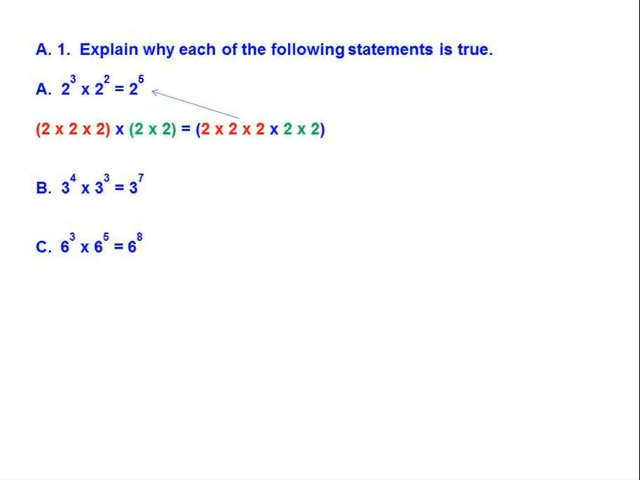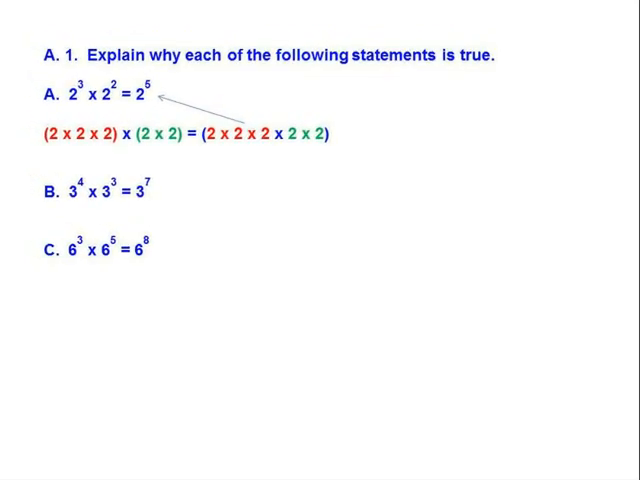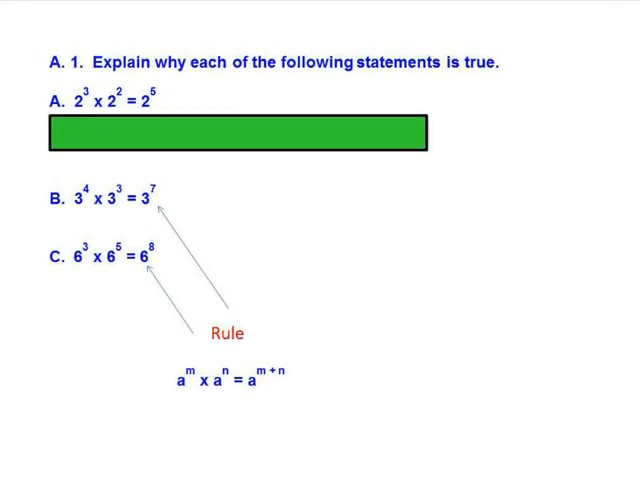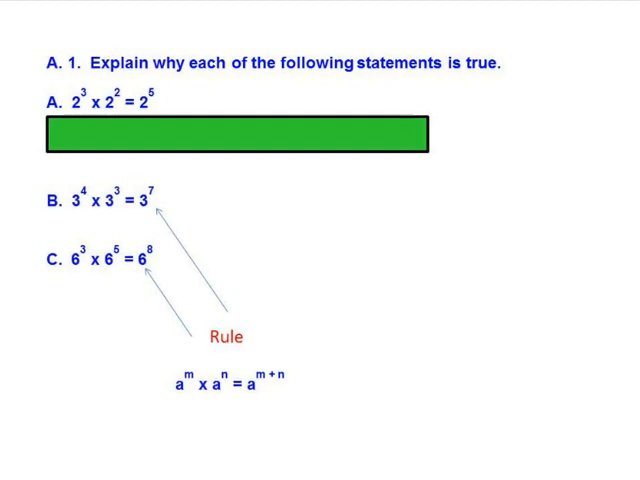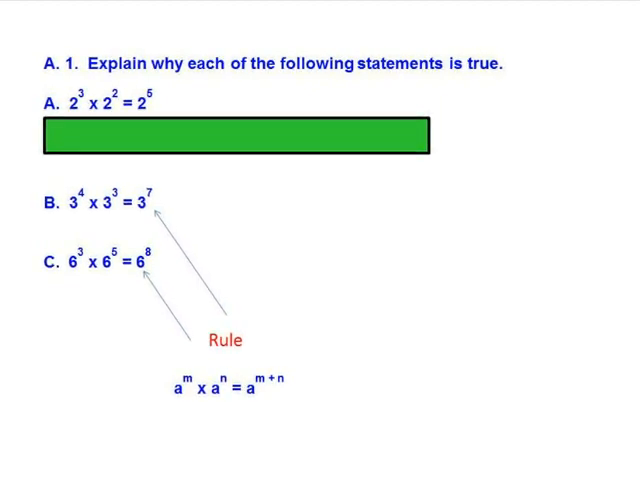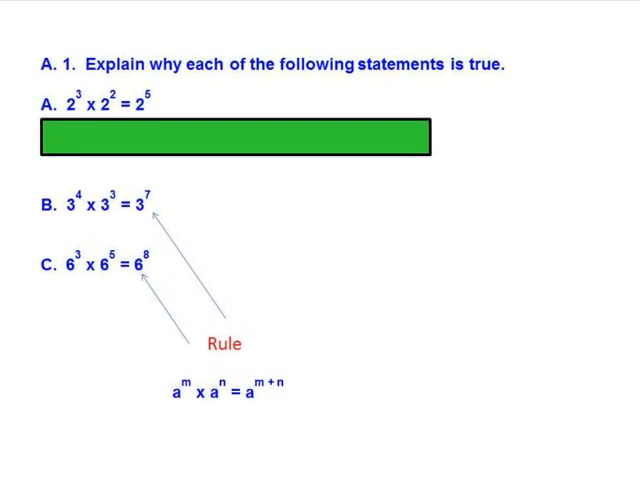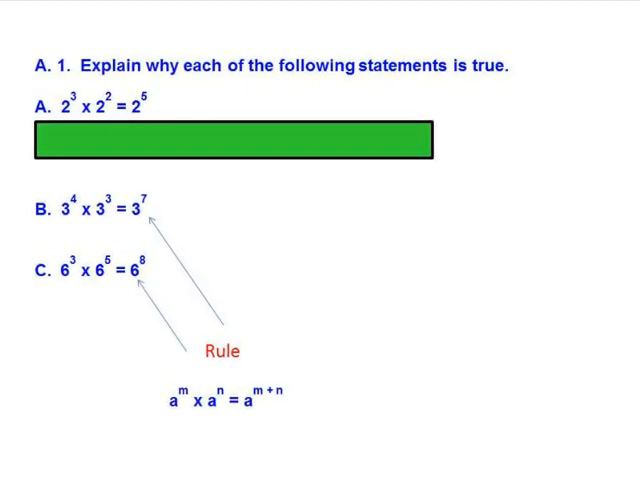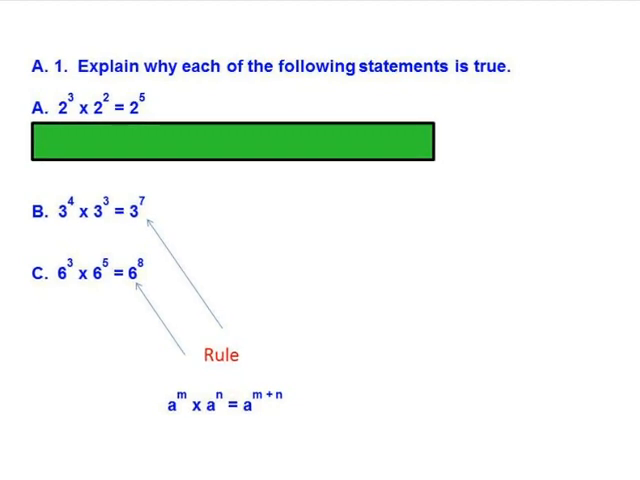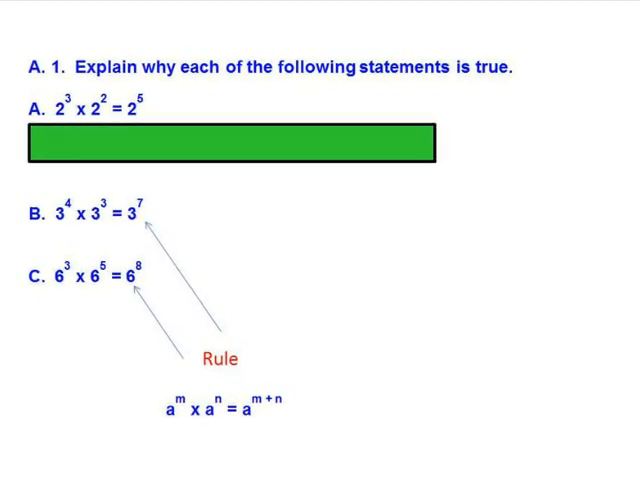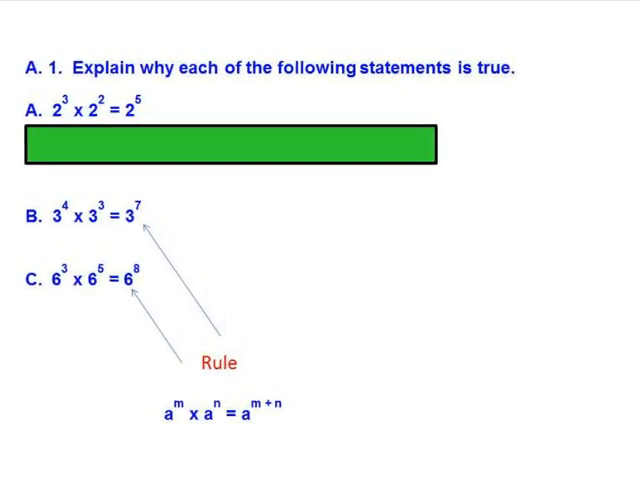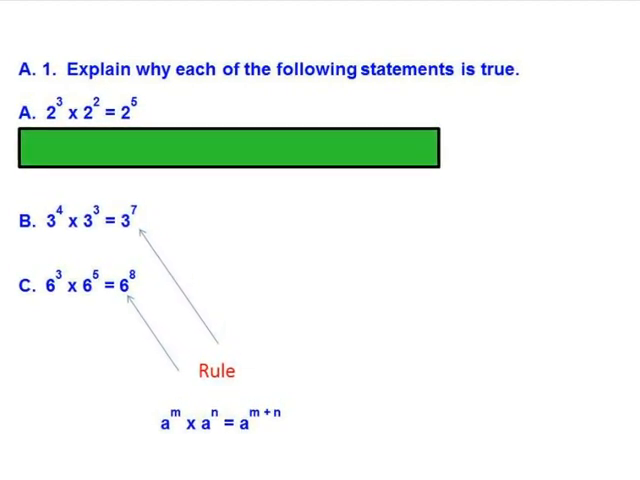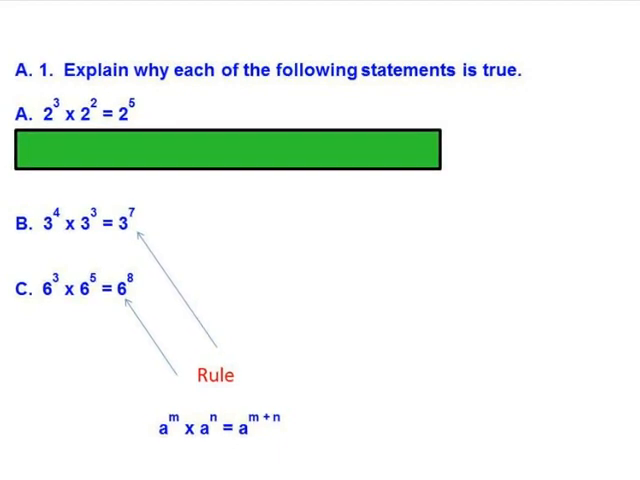But there's another way that we can actually do this without writing it out in that long format. And that's how we're going to do B and C. So here we go. The rule that we'll use here is that as long as the bases are the same, I can go ahead and add the exponents in multiplication. If you recall from example A, we had 3 2's, then we had 2 2's. How many 2's in all do we have? 5 2's, right? So that's why the answer was 2 to the 5th power.